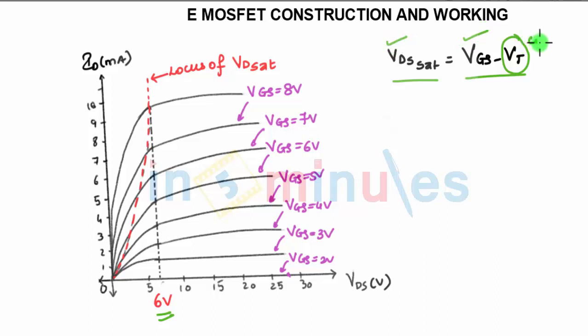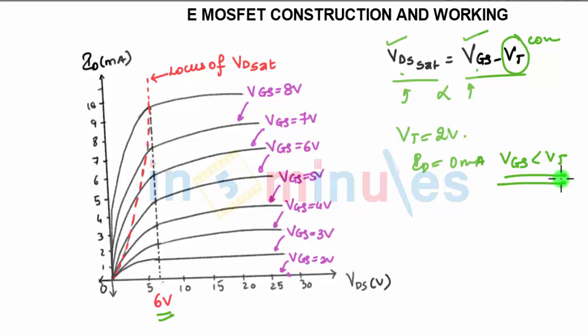That means this value is constant. So VDS sat and VGS are directly proportional. If this value is larger, your VDS saturation will be larger. So for the characteristics, VT is assumed to be 2 volts, since ID equals 0 milliampere for gate to source voltage less than VT.